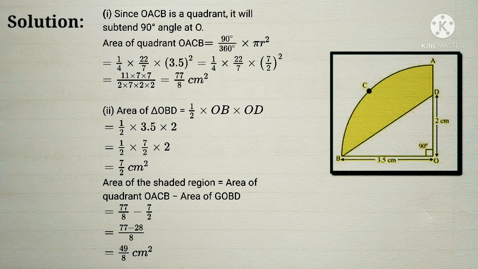So the first one we get is 77 by 8, and the second one is 49 by 8 centimeter square. Is it clear? So today we completed two questions, question number 11 and question number 12. In our next class we will continue this exercise. I hope all of you understood these two questions. If you understood, then you can copy these two questions properly.